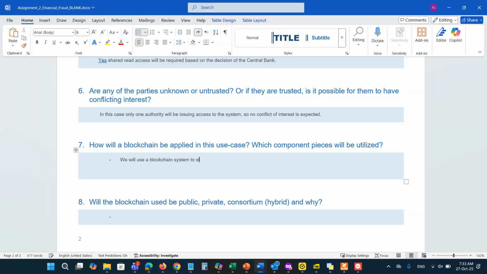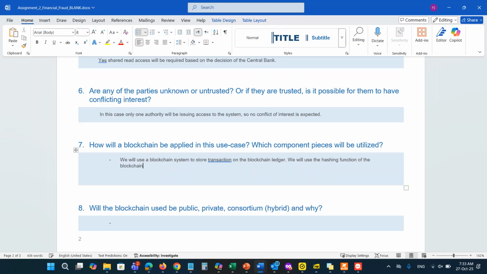Blockchain system to store transactions on the blockchain ledger. Okay, we will use the hashing function of the blockchain system to encrypt the transactions stored on the database.